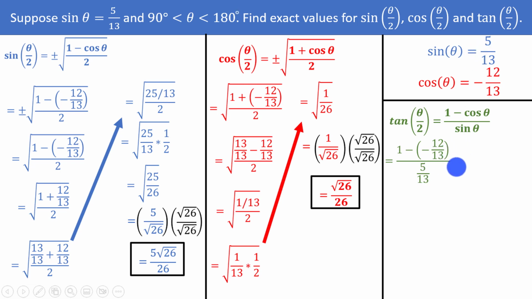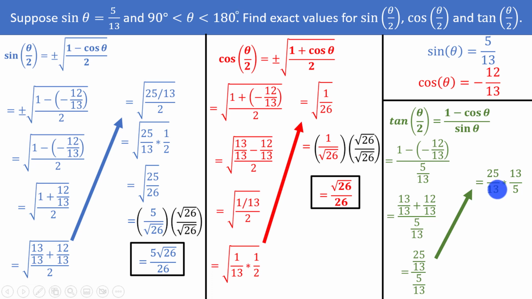Getting a common denominator on the terms in the numerator, we have 13 over 13 plus 12 over 13 because the negatives cancel each other. 13 plus 12 is 25, so we have 25 over 13 divided by 5 over 13. Reciprocating the denominator and multiplying, we have 25 over 13 multiplied by 13 over 5. The 13's cancel, and we have 25 over 5. 25 over 5 is the same thing as 5, so tangent of theta over 2 is equal to 5.